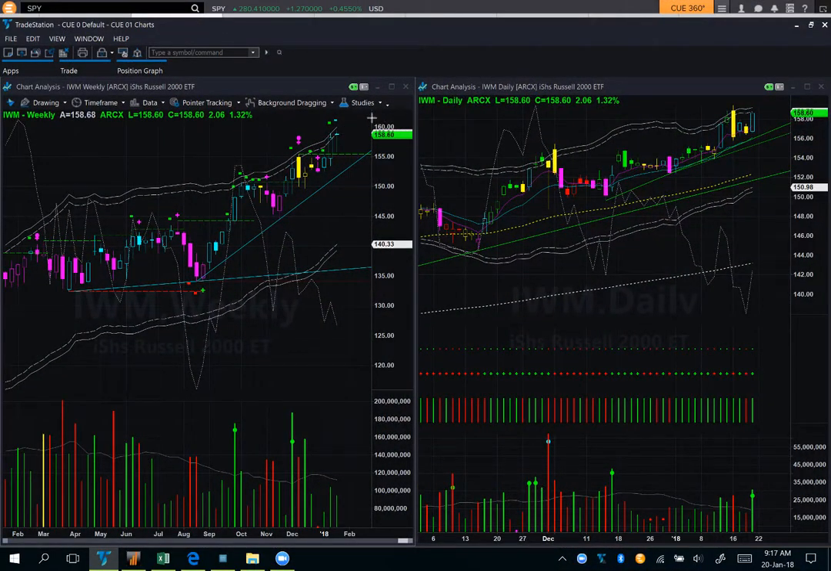IWM, Russell 2000 ETF, also made a new all-time high. Candle shape and color both are bullish. It is overbought. Activity is muted. Though IWM also made new all-time high, the relative performance clearly shows that it is underperforming the overall market. In daily chart, it is very close to the upper boundary, so we are not going to try any long trade.